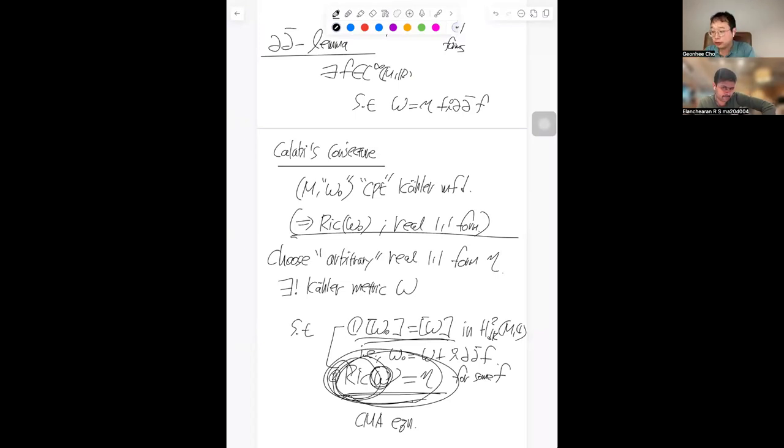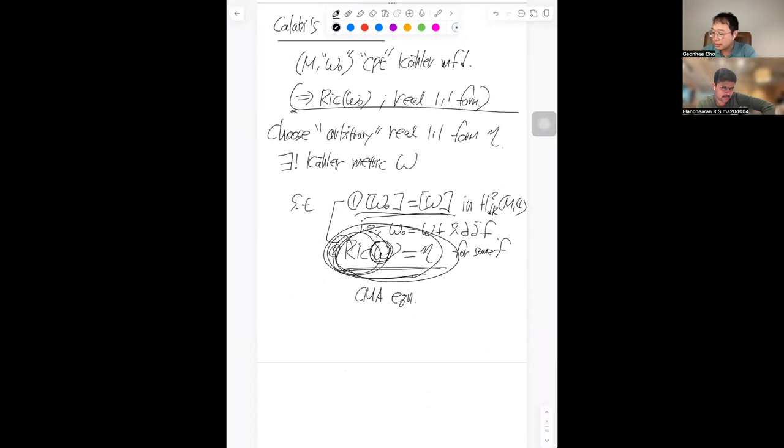There are two different ways to do so. Let me just mention them, and we can also look at the details if any of you are interested. Yau's method is the so-called elliptic or continuity method based on a priori estimates.